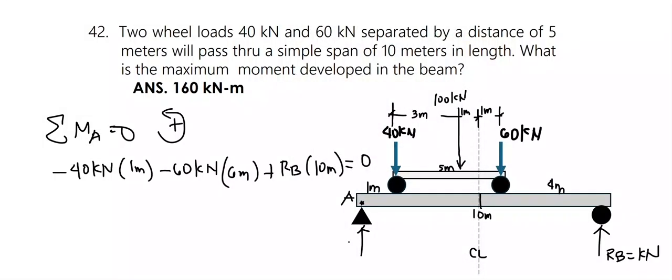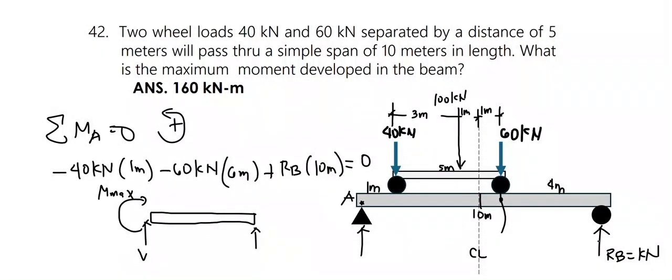Now we don't need to solve for the reaction at A, because what we'll do is to cut the beam at the largest load, that is 60 kN, and expose the bending moment and shear at this point here, which is where the maximum moment is located. So let's say we have a moment here called Mmax that we need to solve, and a shear force called V. We have the reaction here of 40 kN, which we solved earlier, and a distance of 4 meters.